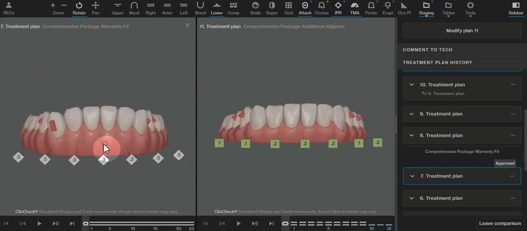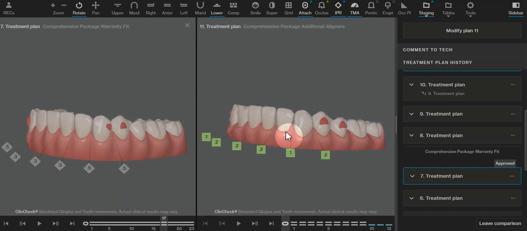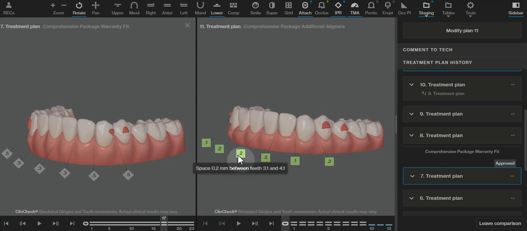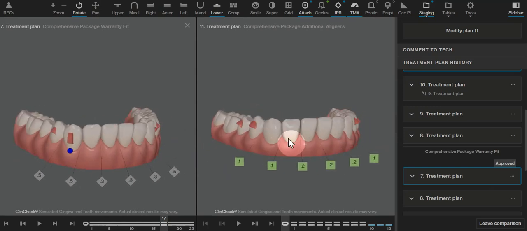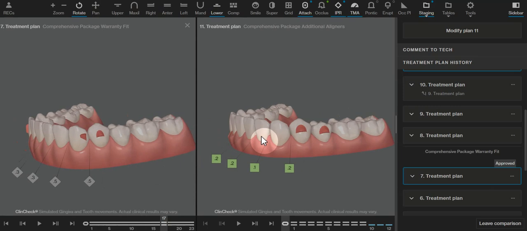We can see that the intrusion got better, but not totally. Also, some of the spaces that were likely created by the IPR just didn't fully close. You can see that by the spaces indicated here. In order to achieve more intrusion more predictably, I'd like to add at least 2 retention attachments. This works as a retention attachment, but it's a smaller horizontal surface. Having one of these plus another retention attachment, like the optimized retention attachment here or a horizontal rectangular attachment, works more effectively to make sure that the intrusion happens.